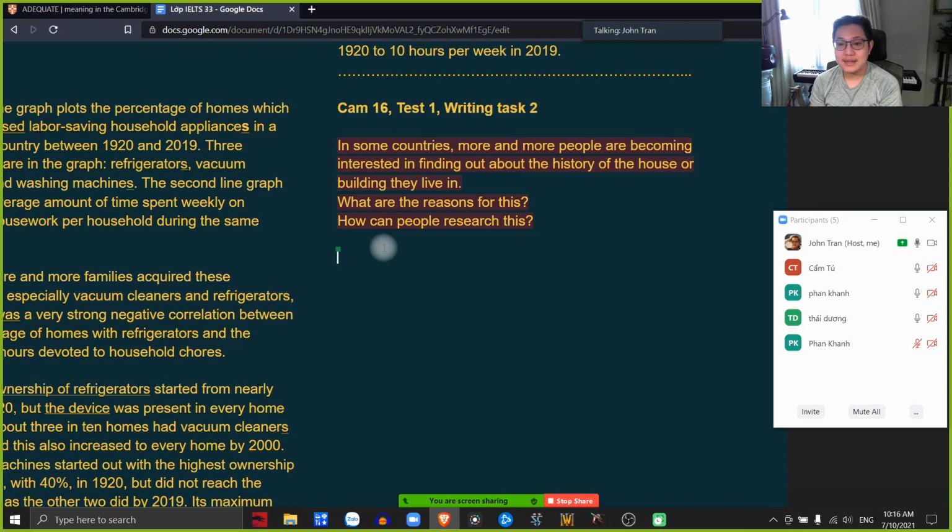It could be because the standard of living is improving, and people are becoming more aware of a lot of issues.